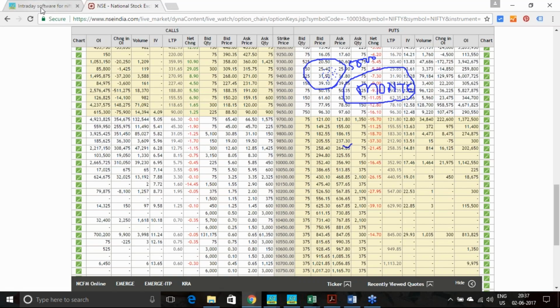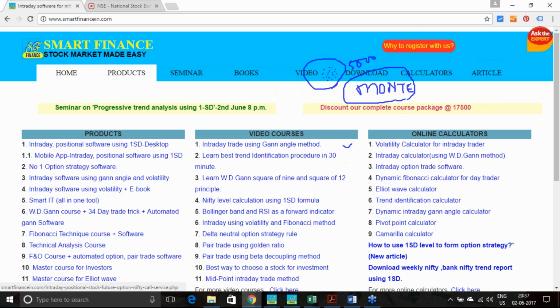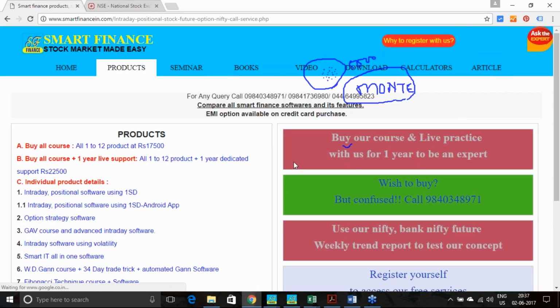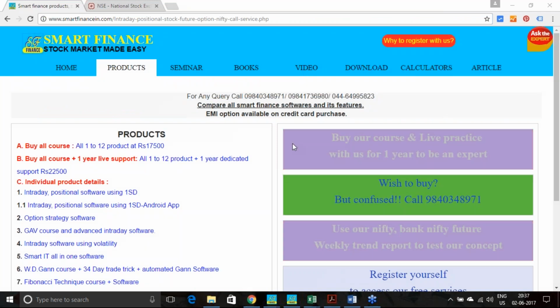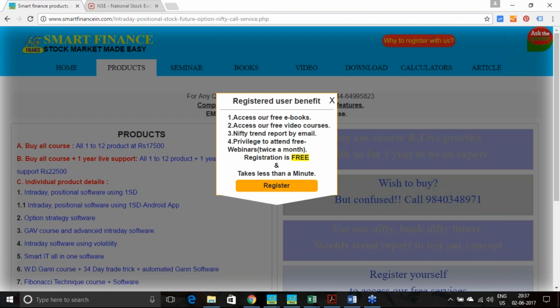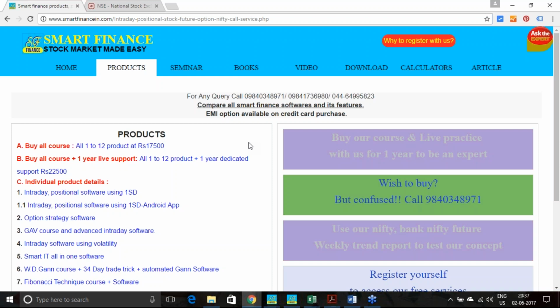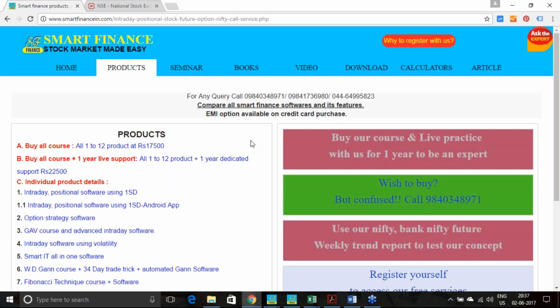And when you come to Smart Finance, many of you are registered with us. Many of you are getting our weekly trend report, downloading it week on week. Sometimes we discontinue it because of technical difficulties, or because it is a free report. Sometimes we have to create some disturbance in the pattern, so we stop it at one point of time, because forever we cannot give it.